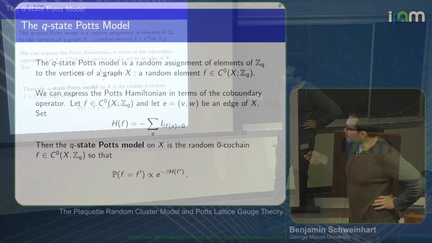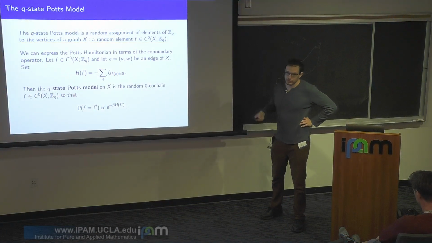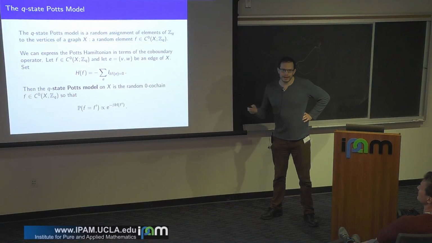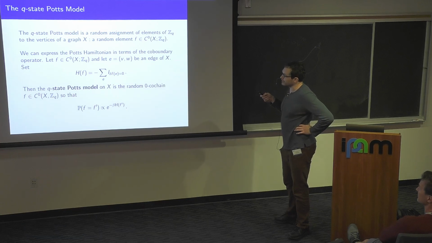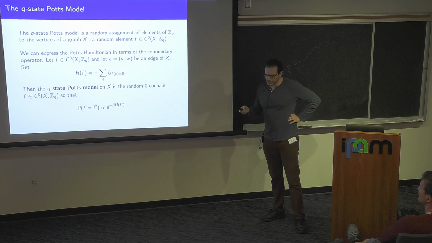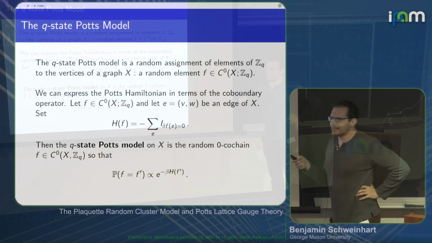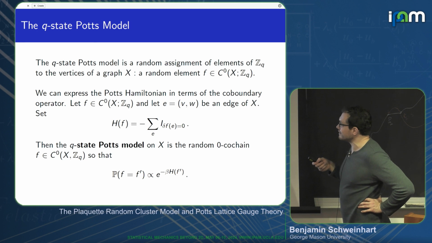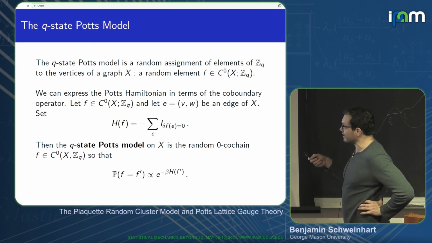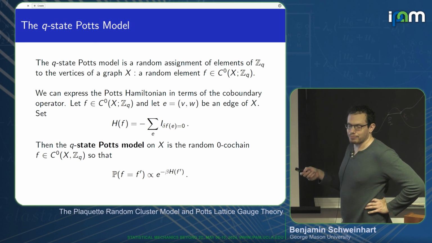With that notation, we can write the Hamiltonian for the Q-state Potts model in a way that makes it amenable to generalization. Recall that in the Q-state Potts model, the energy is defined in terms of the number of edges for which the spins agree. That's exactly the number of edges where the coboundary vanishes. So we can define this Hamiltonian as negative the sum over the edges of the indicator function of the coboundary operator vanishing. Yes?